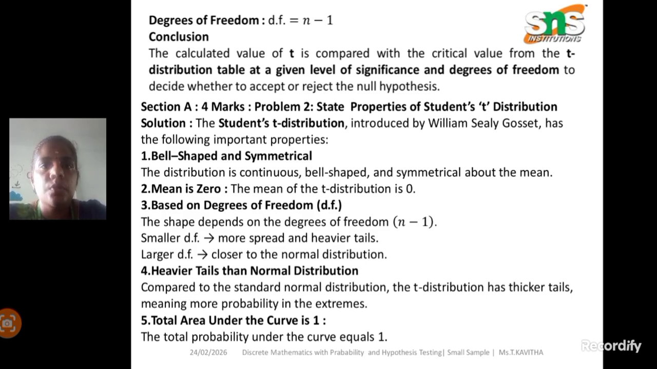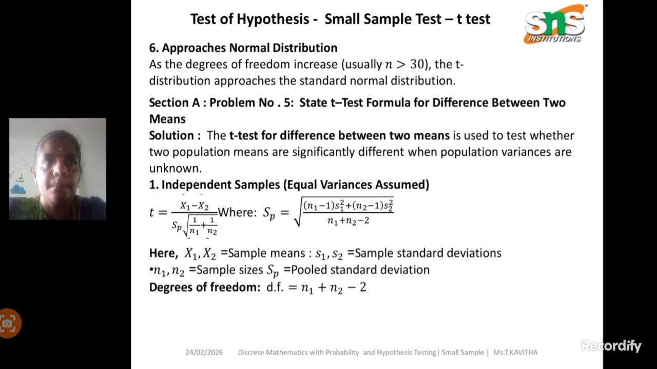Based on the degrees of freedom, the shape will change. If it has smaller degrees of freedom, then we get heavier tails. If it is a larger df, then it is closer to the normal distribution. Heavier tails than the normal distribution: when compared to the standard normal distribution, the t distribution has thicker tails. Total area under the curve is 1. The total probability under the curve should be equal to 1.